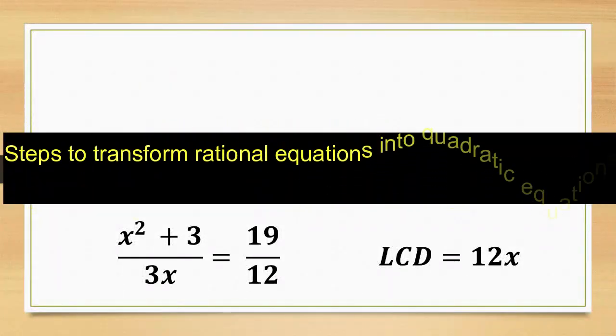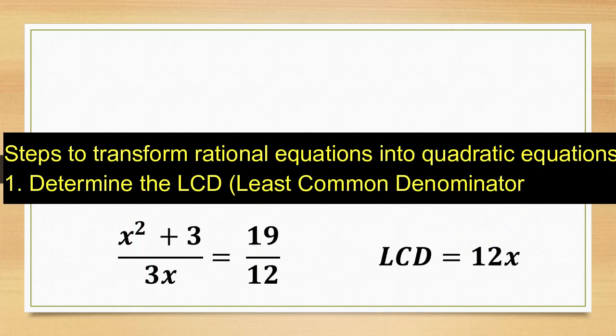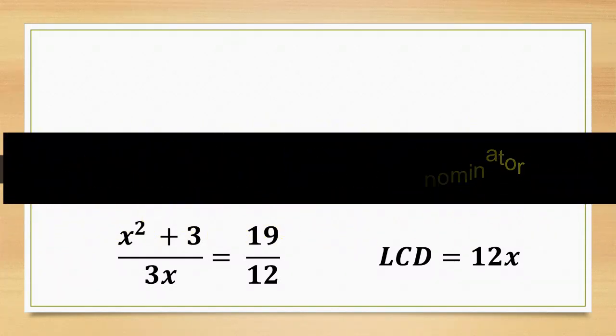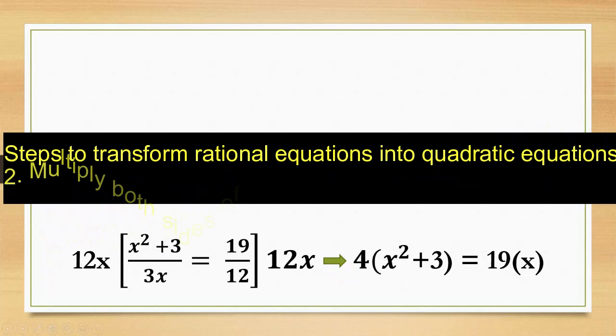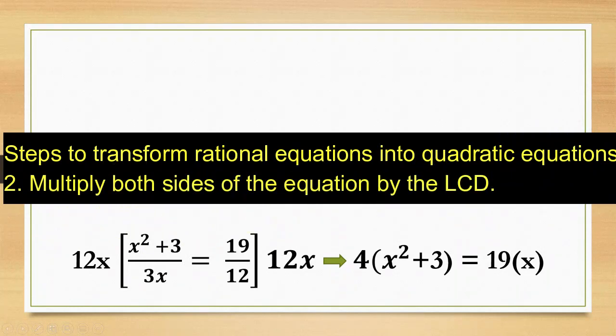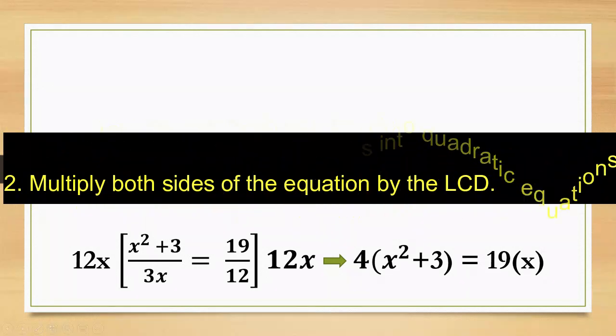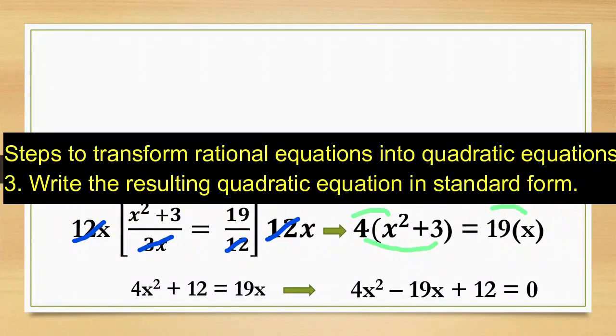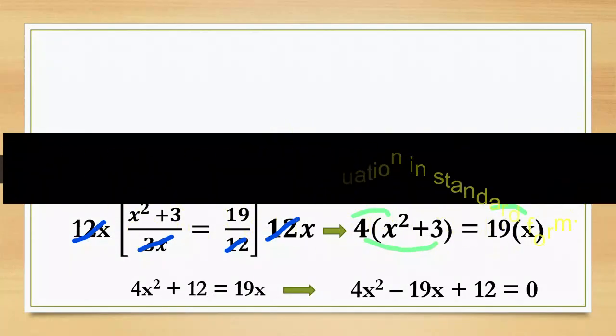And to transform rational equations into quadratic equations, the first step is determine the LCD, or what we call the least common denominator. After you determine the least common denominator of the given rational, multiply both sides of the equation by the LCD. And of course, the last step is write the resulting equation into standard form.